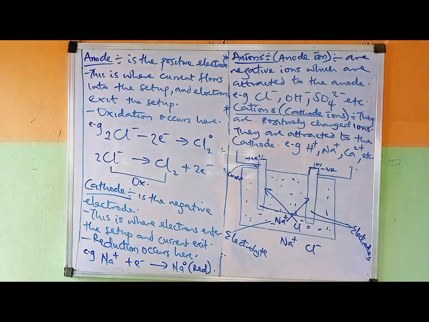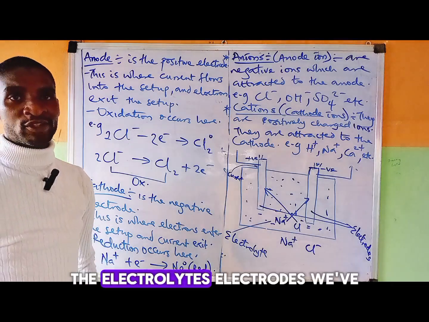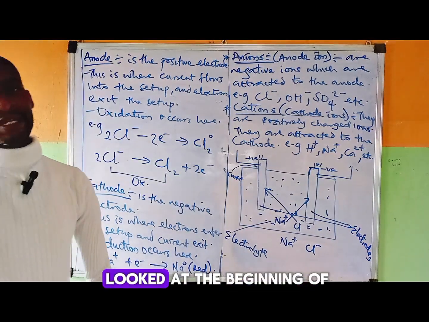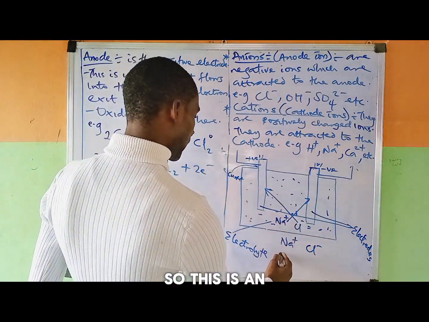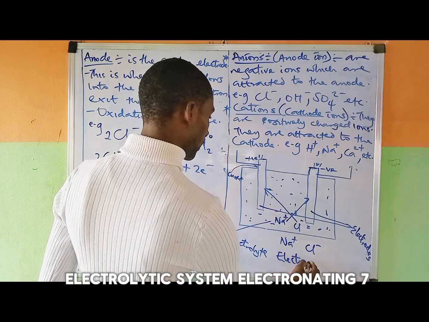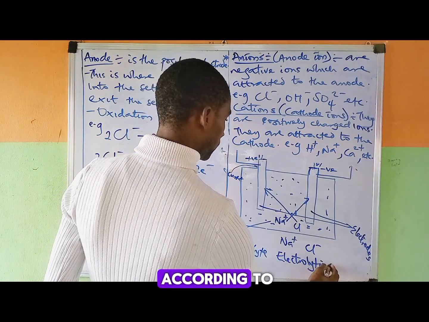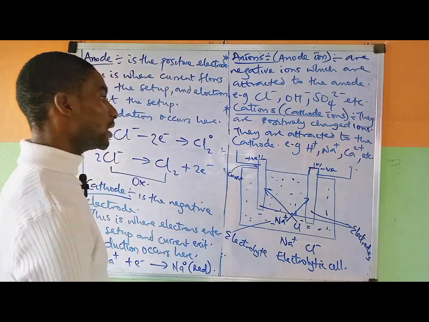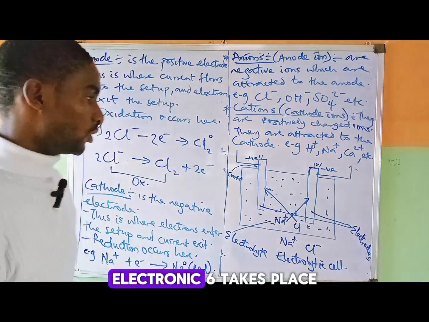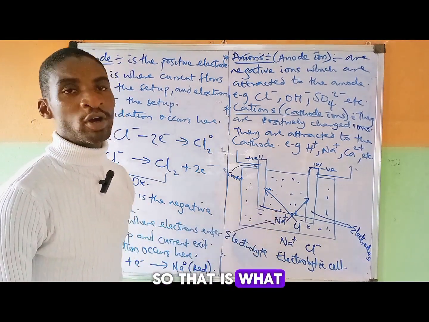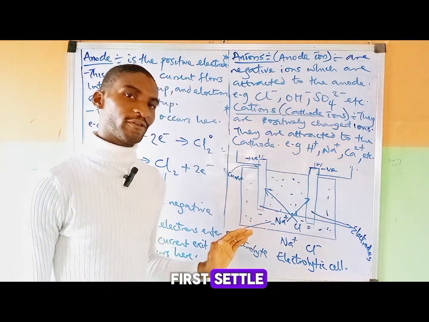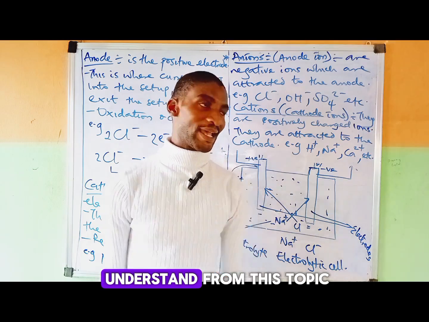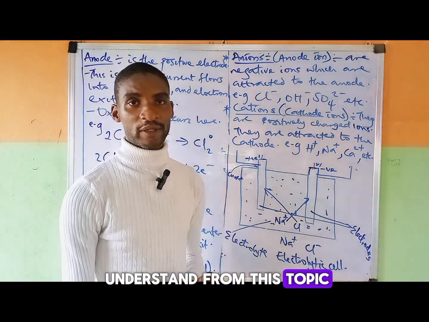So we have looked at what anions, cations, anode, cathode, electrolytes and electrodes mean. And of course, this is an electrolytic setup, an electrolytic cell. That is where the electrolysis takes place. This is the first part of the first set of information you need to understand from this topic.